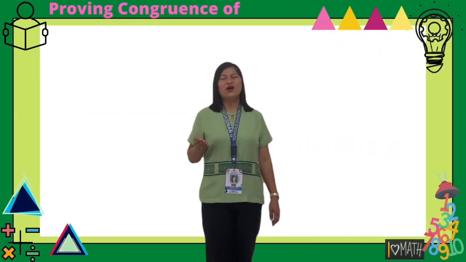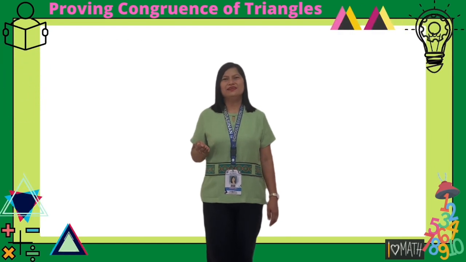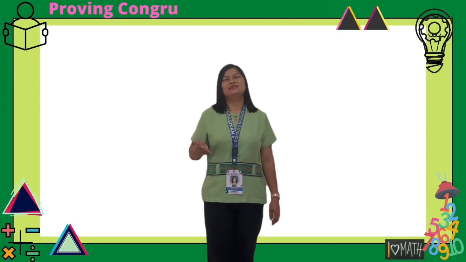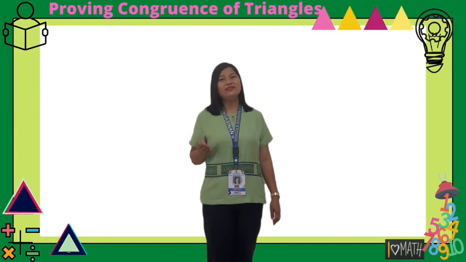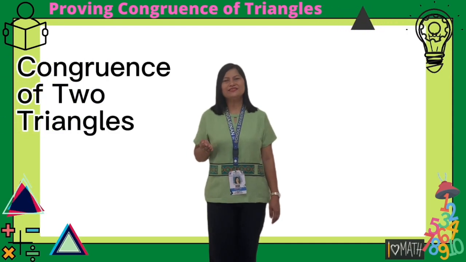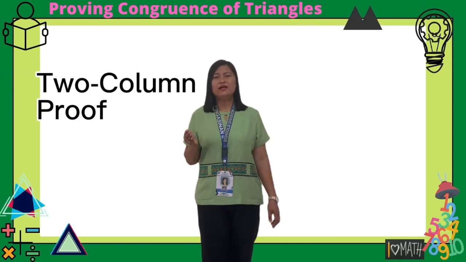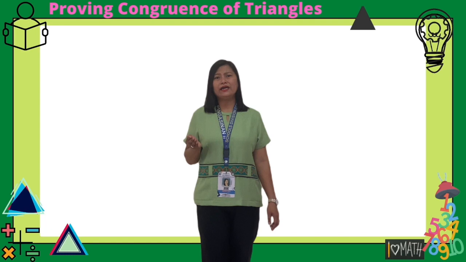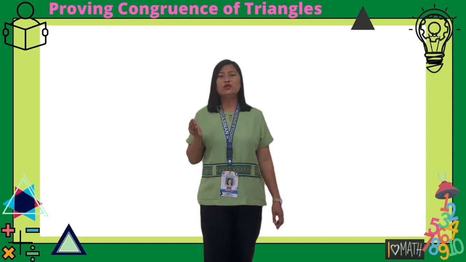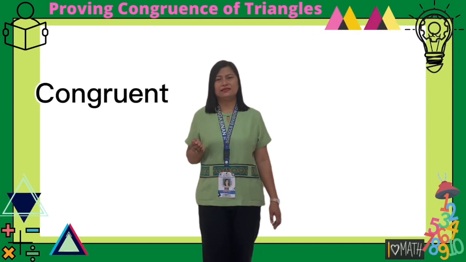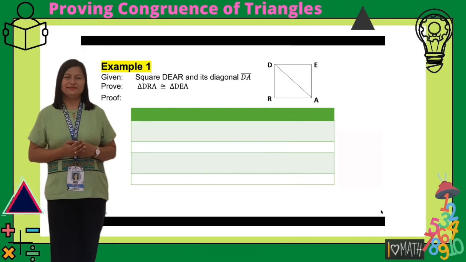With your knowledge of the different definitions, properties of congruence, congruent triangles, triangle congruence postulates and theorems, you are now ready to prove the congruence of two triangles. Using the two-column proof, let us find out how we can apply the congruence postulates and theorems to prove that the two triangles are congruent. Let's have the examples. Example 1.